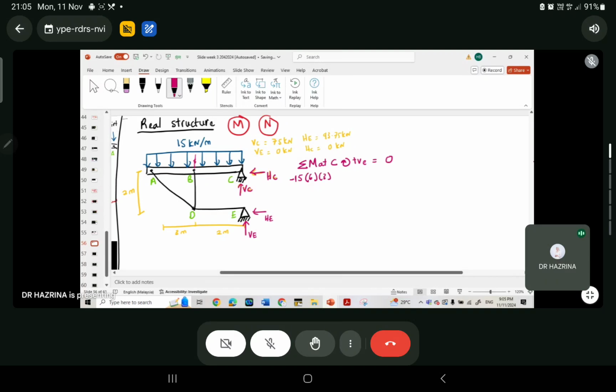Okay, and then what else do you have? You will also have HE. You have HE clockwise, plus HE multiplied by what is its distance? Remember it must be the perpendicular direction, which is 90 degrees, so 2 meter. HE times 2. And do you have any other forces that need to be considered? Anyone? Are there any?